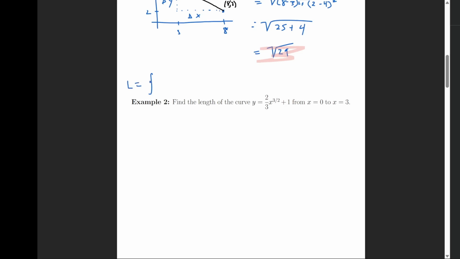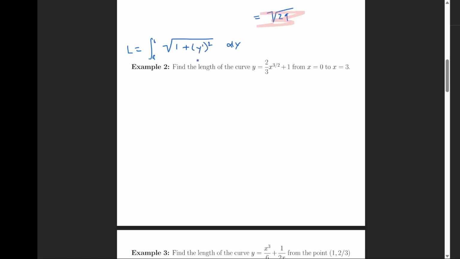So L equals the integral of the square root of 1 plus y derivative squared, right? So that's what we're looking for. We have y right here, so then y derivative. Think about it. I'm going to give you a second to do the derivative, so I know you haven't forgotten.